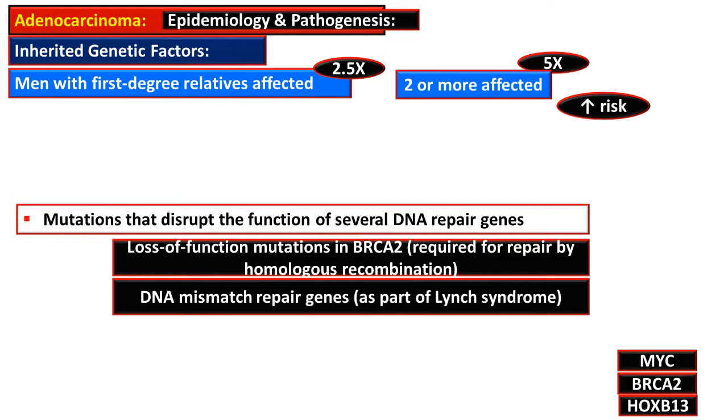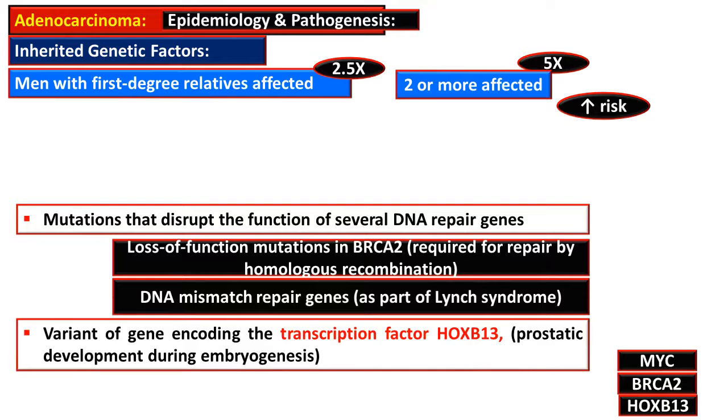Mutations in DNA repair genes have also been linked to this cancer. BRCA2 is responsible for homologous recombination of DNA. Defect in this gene results in defective mechanism and leads to oncogenesis. And DNA mismatch repair genes are also responsible for cancer development as part of Lynch syndrome. The transcription factor HOXB13 is responsible for the development of prostate in embryonic life. A variant of this transcription factor HOXB13 has also been linked with prostatic cancer.